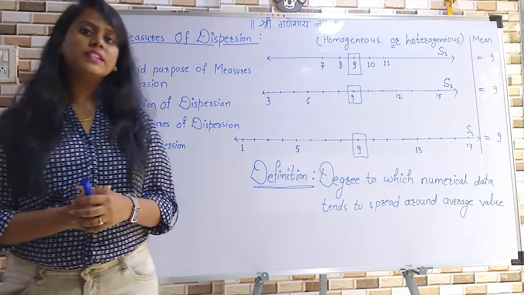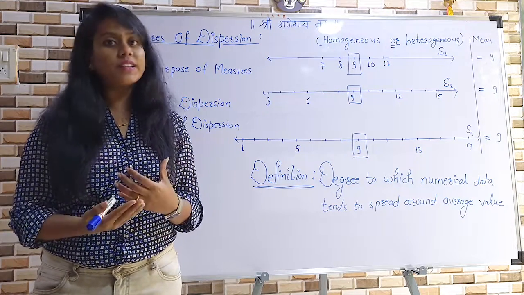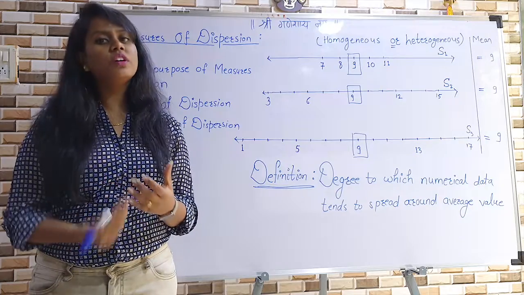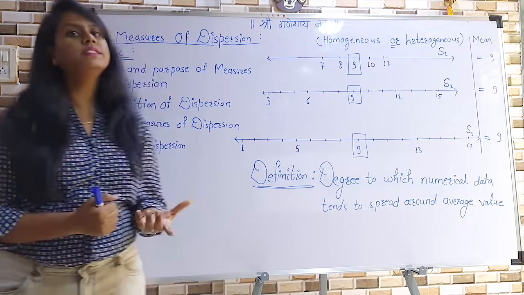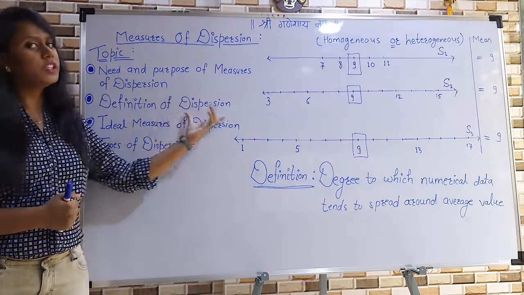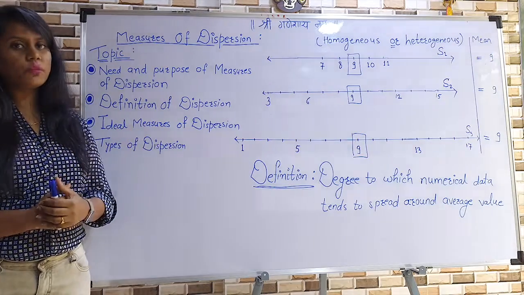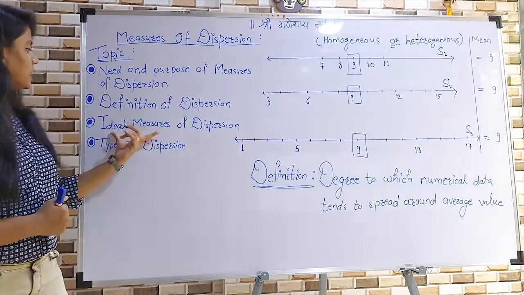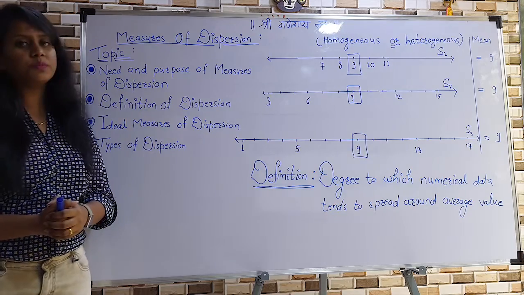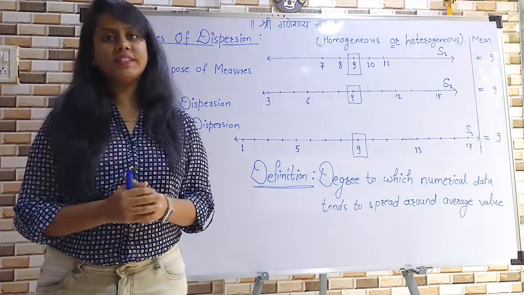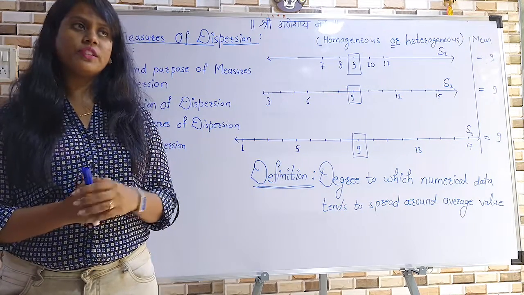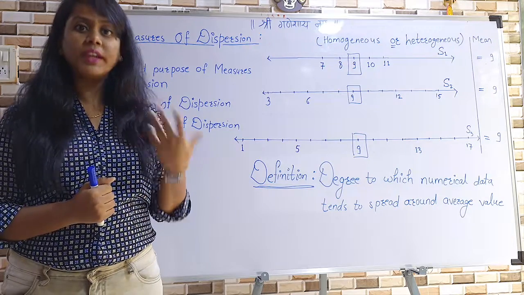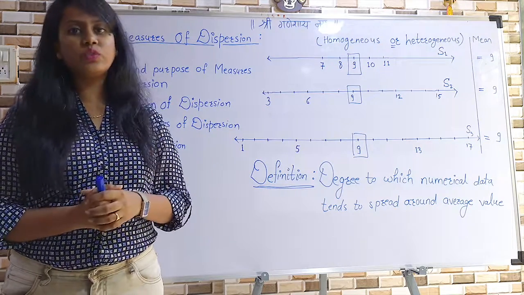Once you recognize, yes, it is important, of course the second point comes up, and that is the definition. How to define the dispersion, that will be our second topic for this video. The third is the ideal measures of dispersion. See, there are different types of measures using which we can calculate the dispersion.